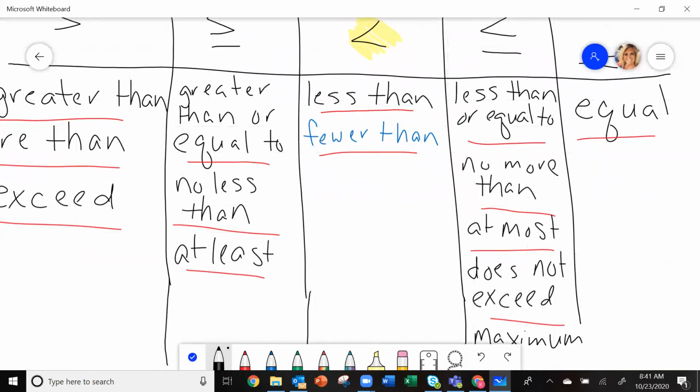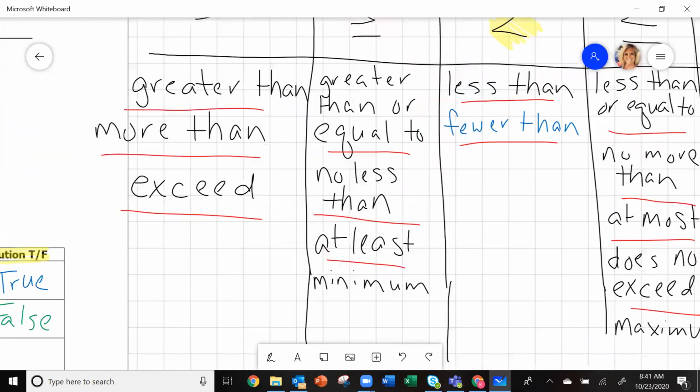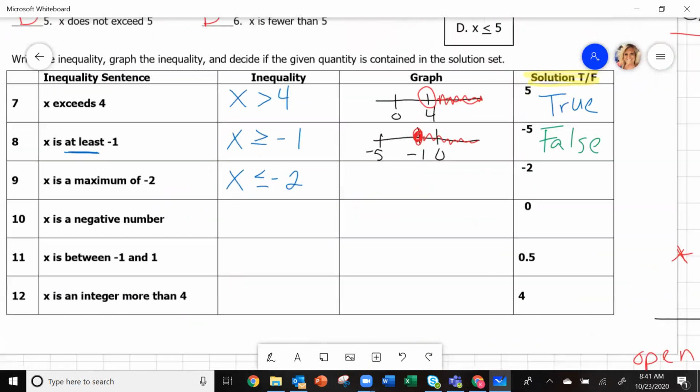We can add minimum to greater than or equal to. So make sure you have those two written down. Again, this list will continue to grow so that it will help you as we go through and try and answer some of our test questions.